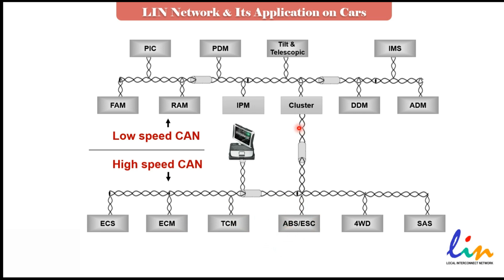But the other control units right here in the body CAN are less critical. It doesn't mean that their information is not important at all. Of course it is, but this information is not as critical as the information in the units on high-speed CAN. So that's why when we are using the low-speed CAN, we are still using the network, but we have less speed compared to the high-speed CAN.